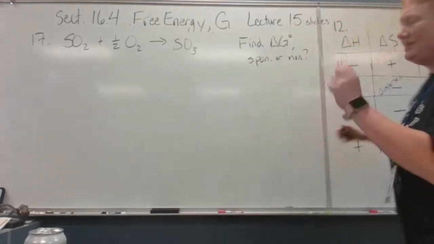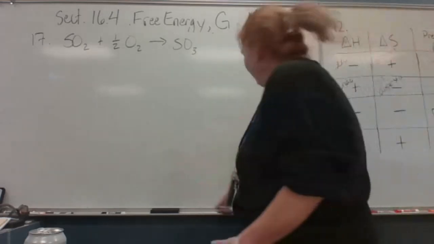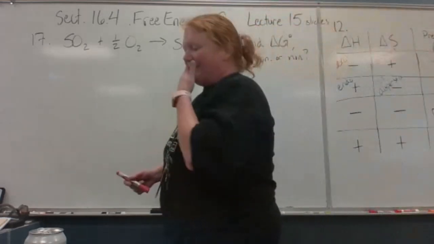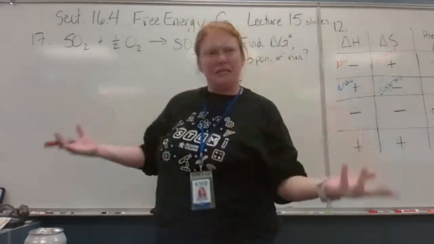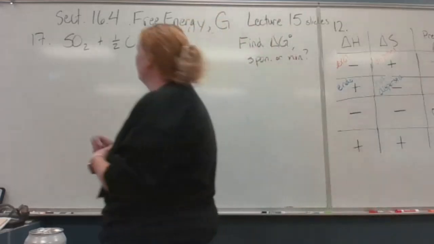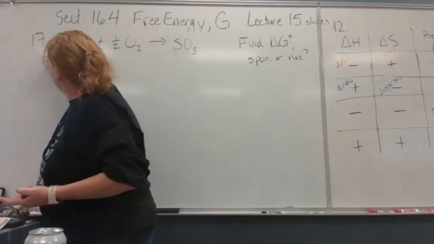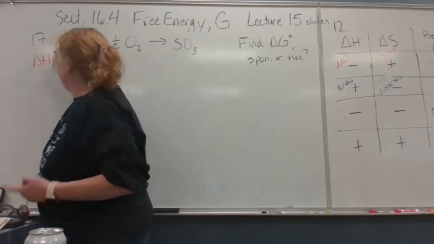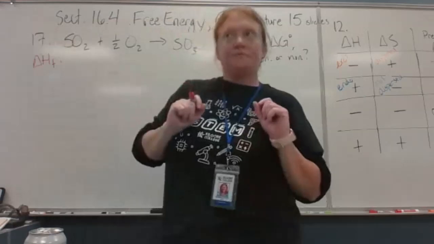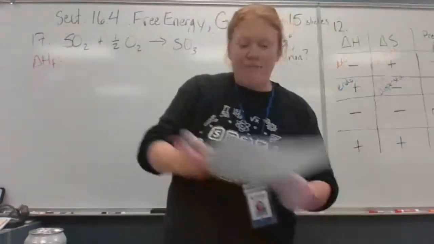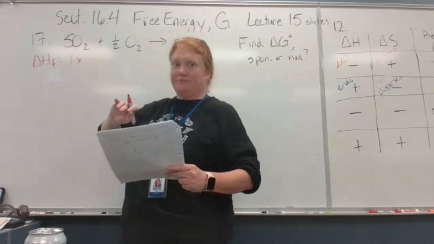The way I like to group these summation equations, this is how I like to see it. I don't care if you guys do it this way. I just think it looks less busy on the paper. I'm going to do the delta H first. So what am I looking at specifically for delta H? I'm looking at the formation values, right? What is the formation value for SO2 from the table? How many SO2s do I have? 1 times the value.